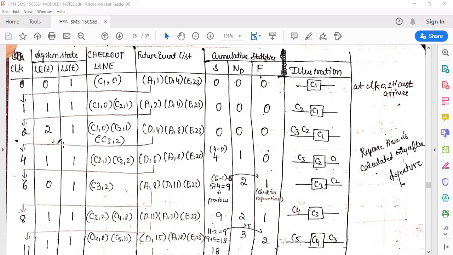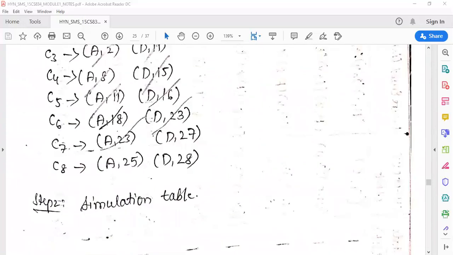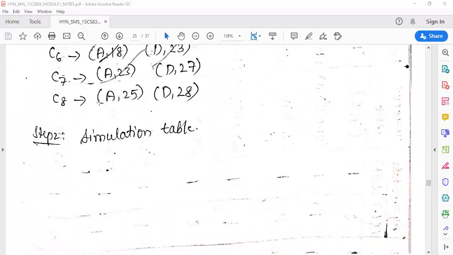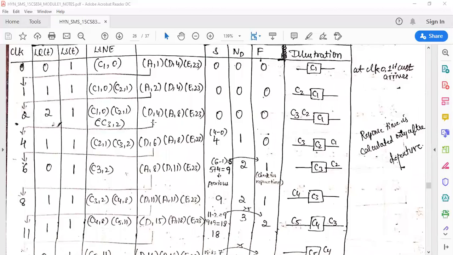What about the status of the server? Server is busy, right? So checkout line is C1 comma 0, C2 comma 1 was there. Now who came? The third customer came at 2, right? So C3 comma 2. What type of event? Arrival event. So if it is an arrival, I have to schedule the next arrival and departure. Departure is there, right? So what is the next arrival? Next arrival is A comma 8, right? So strike out A comma 2, then write here in ascending order: D comma 4, A comma 8, E comma 23. Still you will write 0, 0, 0. You'll be updating only when there is a departure, right? So otherwise it will be 0, 0, 0.